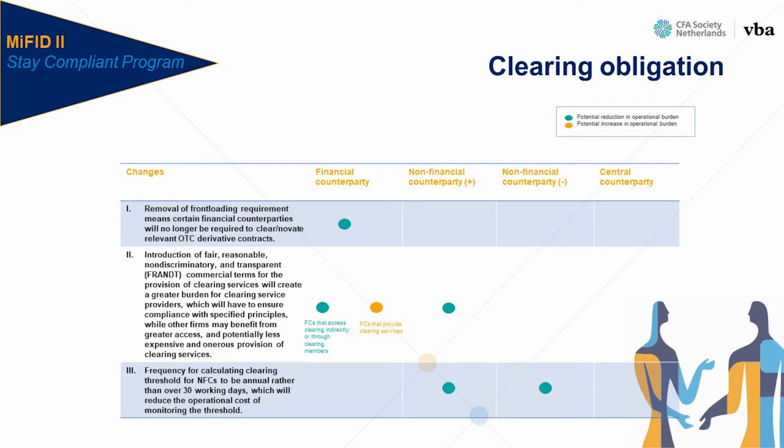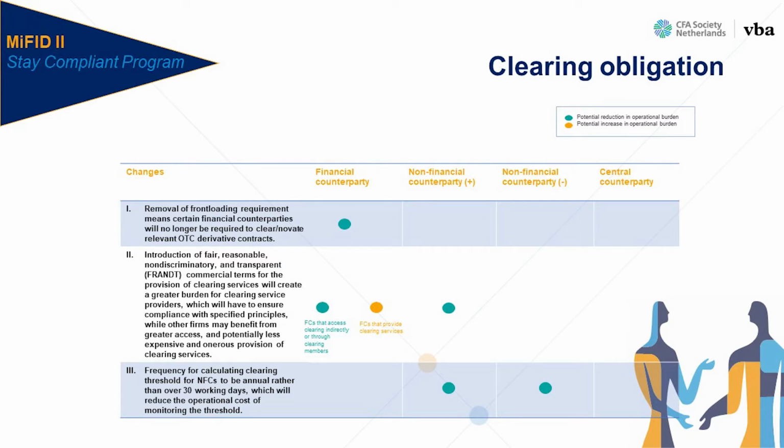If an NFC exceeds the clearing threshold, it will only become subject to the clearing obligation in respect of that asset class in which it has exceeded the clearing threshold. However, exceeding the clearing threshold in one asset class will make an NFC subject to the collateralization requirement in respect of all asset classes. Key changes to the clearing obligation are summarized on this slide.